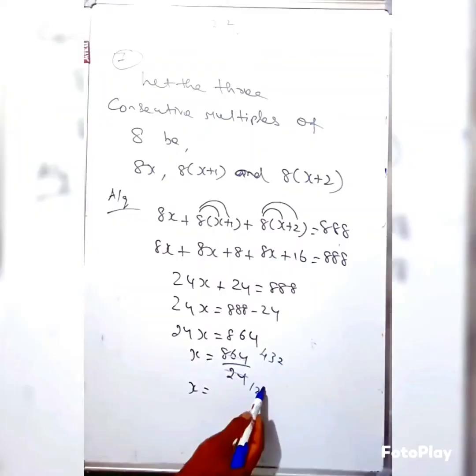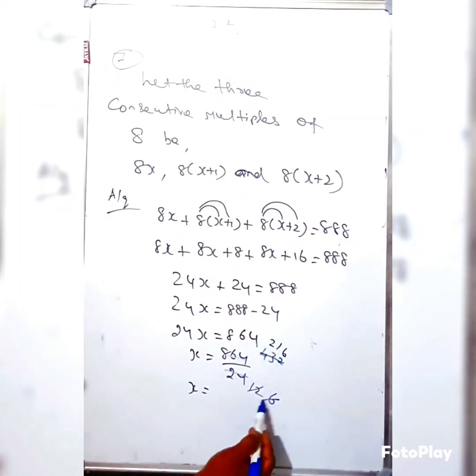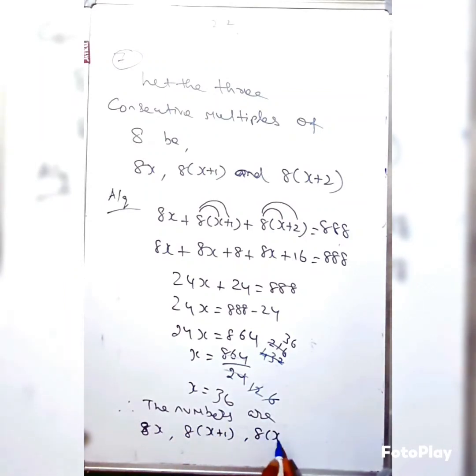So 24x equals 888 minus 24. Subtract here: 8 minus 4 is 4, 8 minus 2 is 6, so 864. Therefore x equals 864 divided by 24. Now we'll divide. We can cut by 2 also. Again you can cut by 2, and again by 6. So the answer is 36.